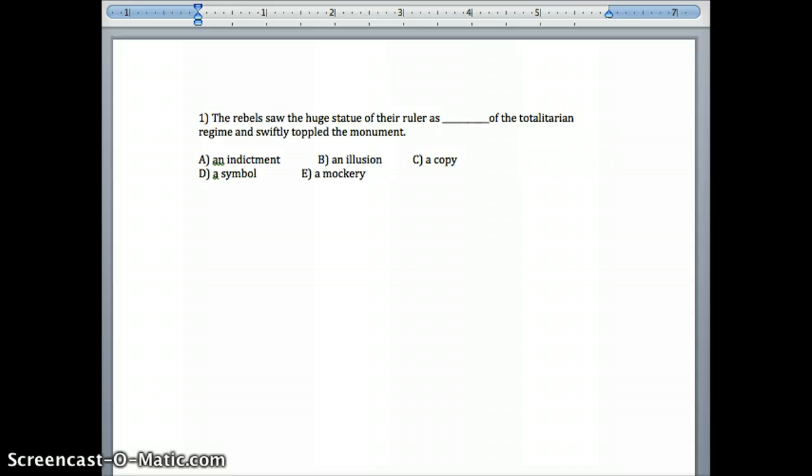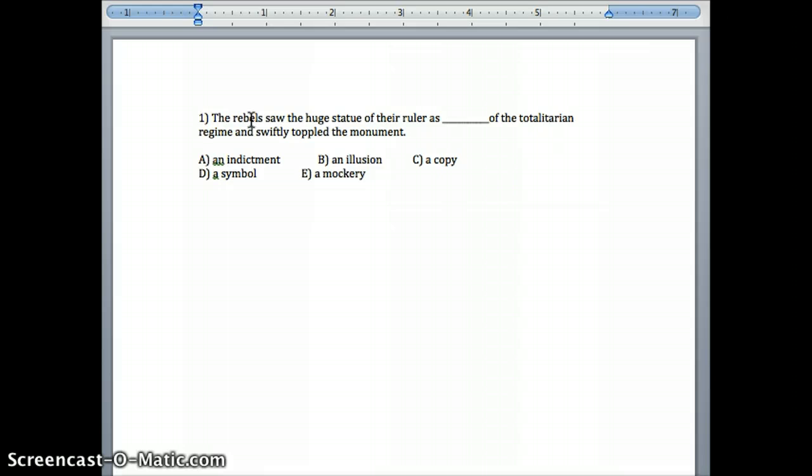The rebels saw the huge statue of their ruler as a or an blank of the totalitarian regime and swiftly toppled the monument. Now, what kind of question of the 6 types of sentence completion questions that we know of is this question? Well, some of the words give it away. The rebels saw the huge statue of their ruler as something, totalitarian regime, and swiftly toppled the monument. There's a lot of action. This is an illustration question, not the most common kind that we've seen thus far.